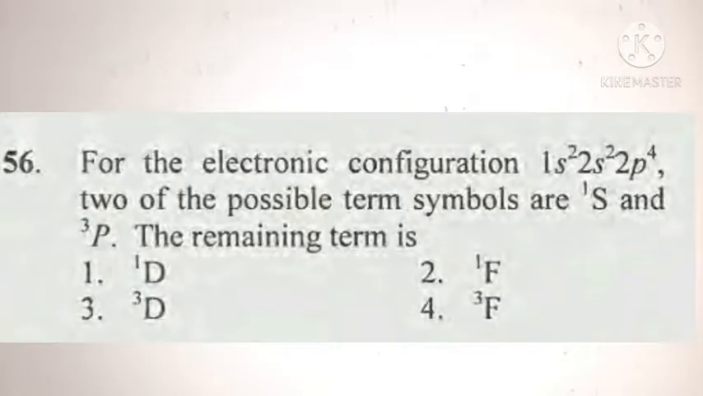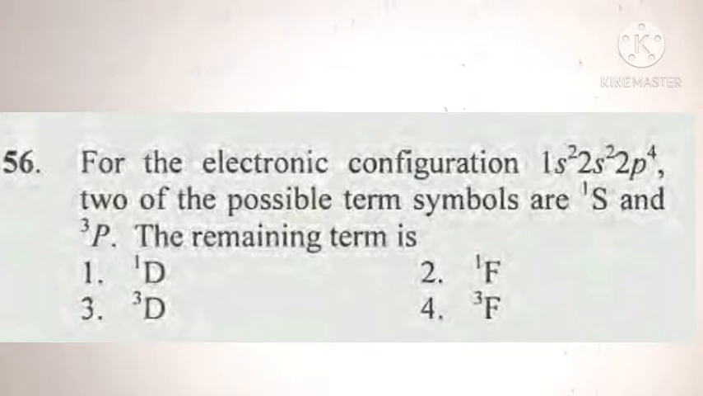Okay, so let's start. Now see, this is your first question and it says for the electronic configuration 1s2, 2s2, 2p4, two of the possible term symbols are 1S and 3P. The remaining term is, and we have four options.